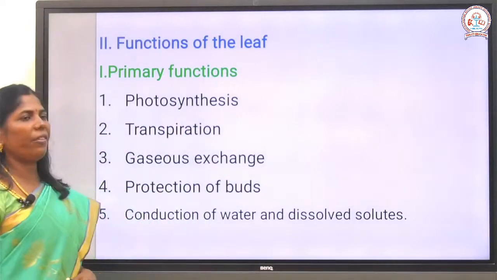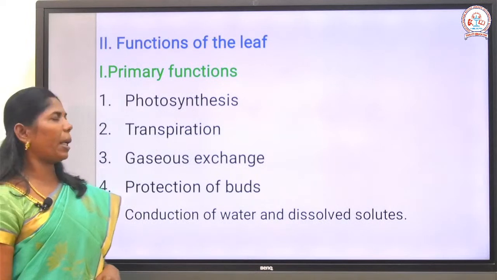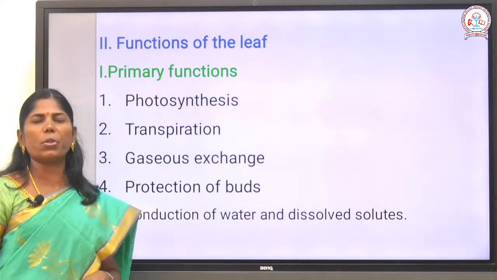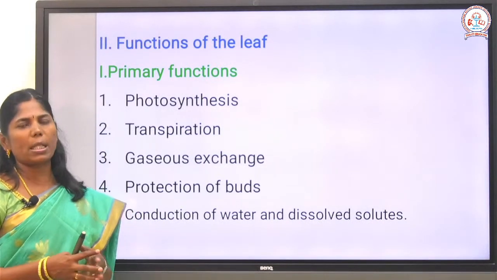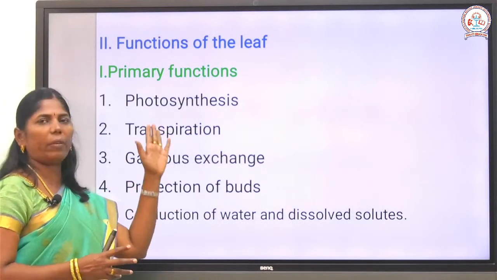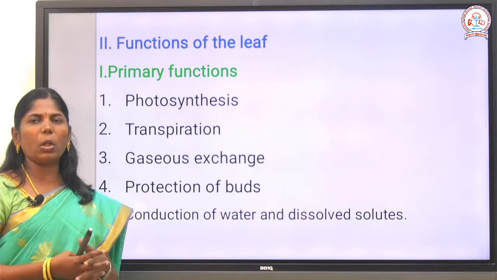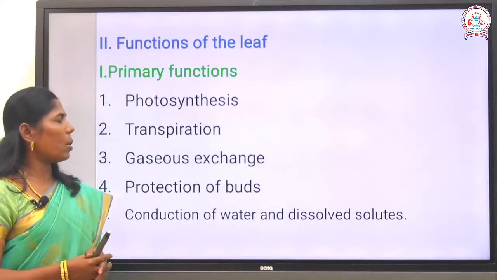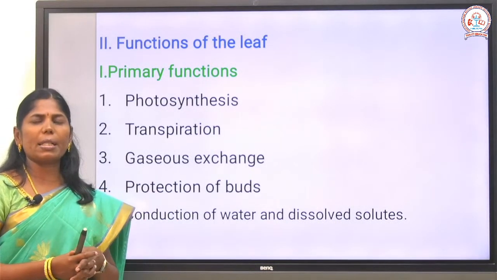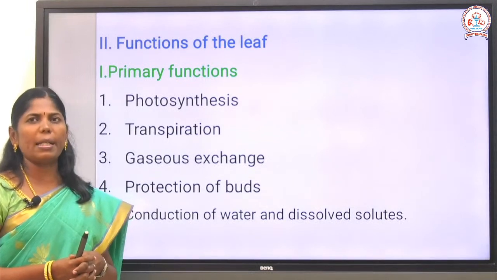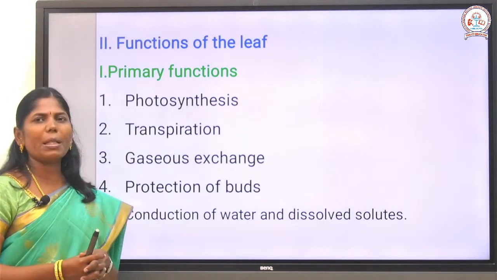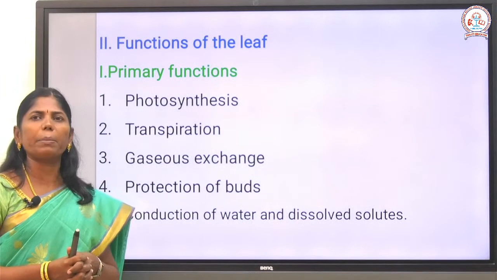So functions of the leaf, primary functions. What are the primary functions? The primary function is photosynthesis and another one is transpiration. So photosynthesis we know very well. Okay, that's synthesis of the food material with the help of some inorganic raw materials. So what is the result of the photosynthesis? That is carbohydrates are synthesized. Okay, transpiration means the evaporation of water from the plant.